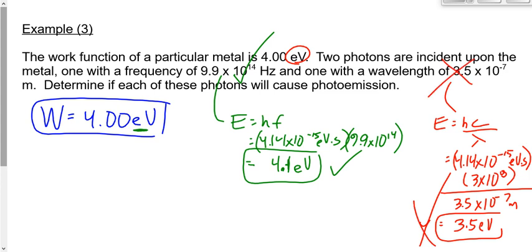Electrons will be ejected from the first photon. Electrons won't be ejected from the second photon. One photon, remember, one electron. For this one, one photon, no electrons, because we're below the work function, below the threshold frequency.